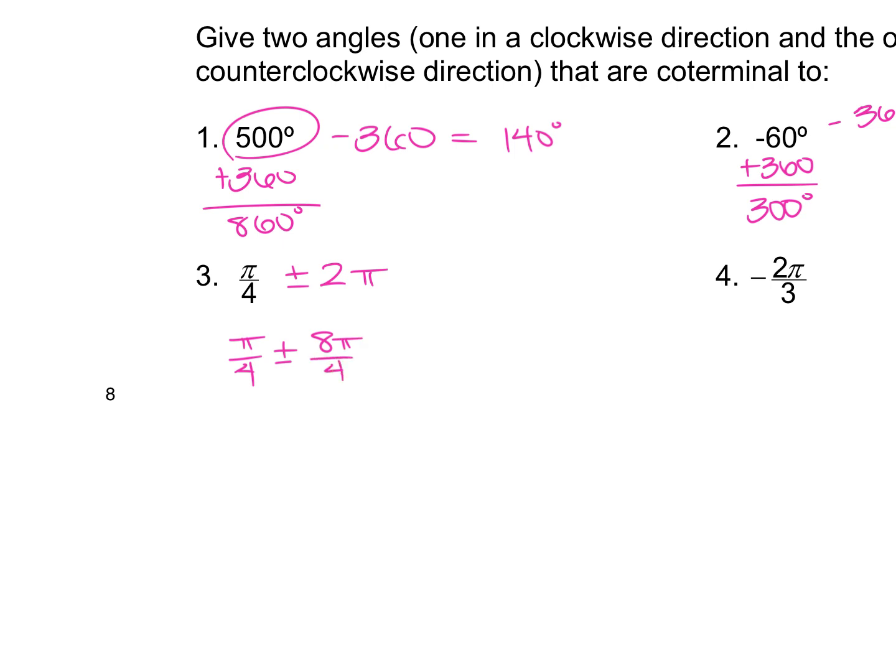All right, so if I do pi over 4 plus 8 pi over 4, you're here? Still with us? What do I get? 9 pi over 4 would be the forwards one. What would be the backwards one? What's pi over 4 minus 8 pi over 4? Negative 7 pi over 4. All right, and last but not least, number 4. Try that one more time on your own, but this time with thirds.